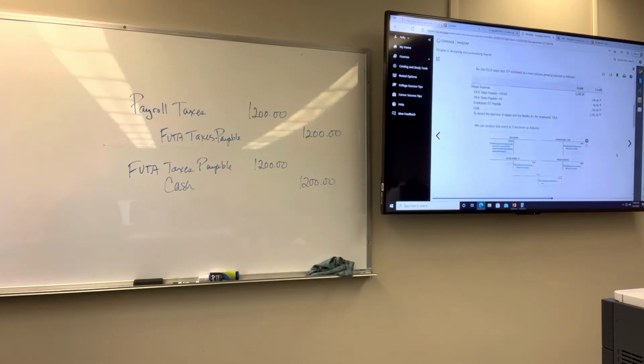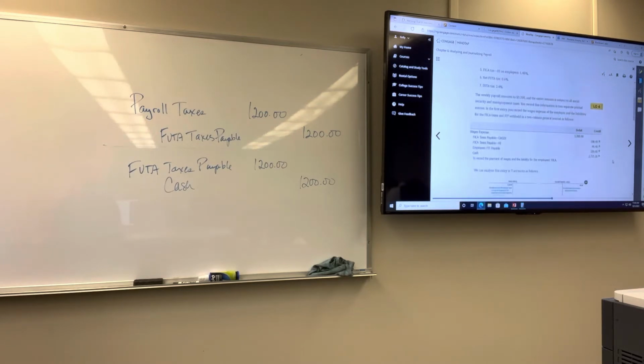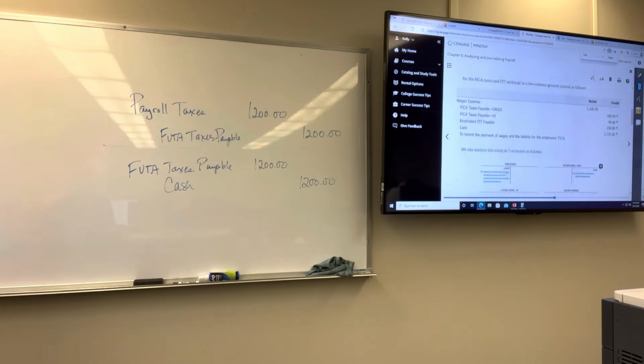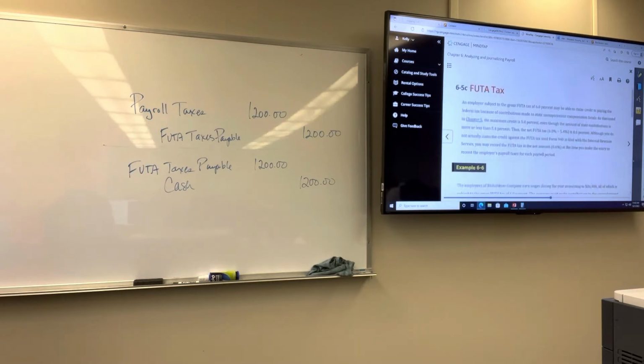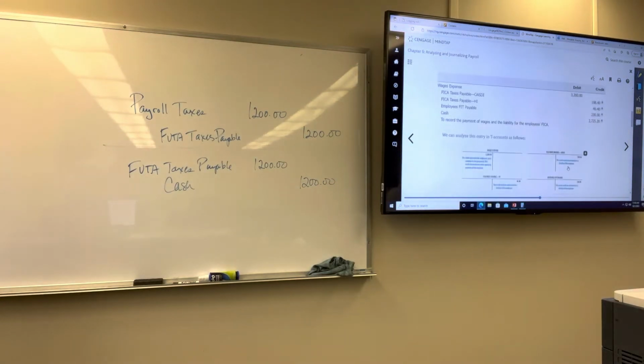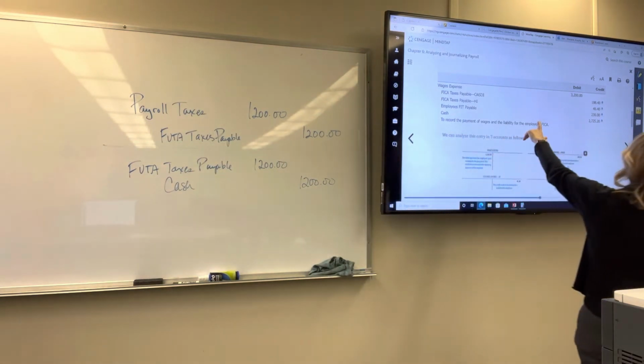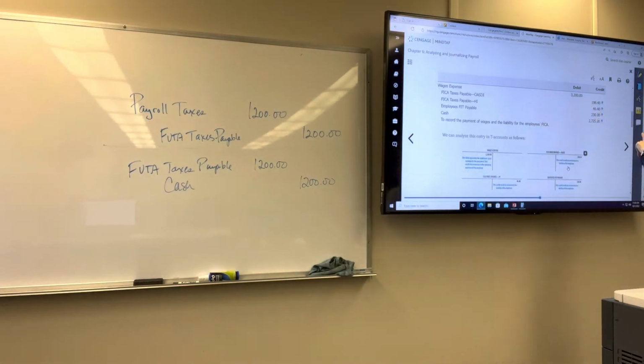They go through a different example here, where employees were paid gross wages of $3,200. All of the withholdings are over here on the right, as well as the net paychecks that were actually issued, so that's the cash going out.